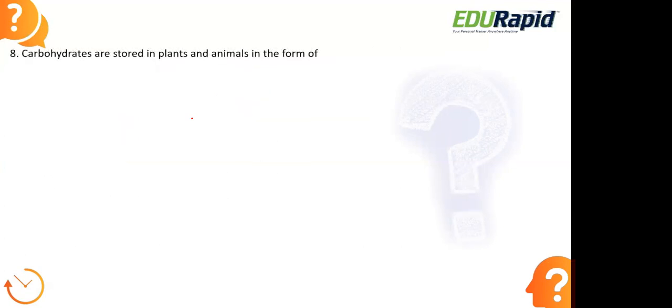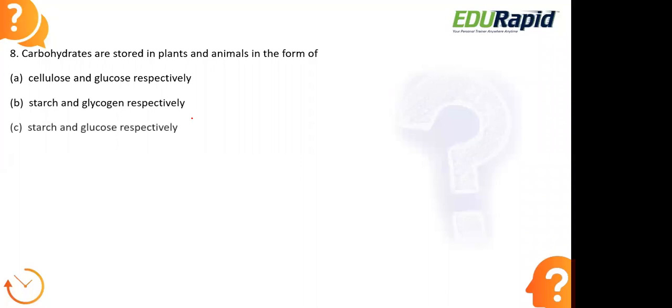Next question. Carbohydrates are stored in plants and animals in the form of: cellulose and glucose respectively, starch and glycogen respectively, starch and glucose respectively, cellulose and glycogen respectively.